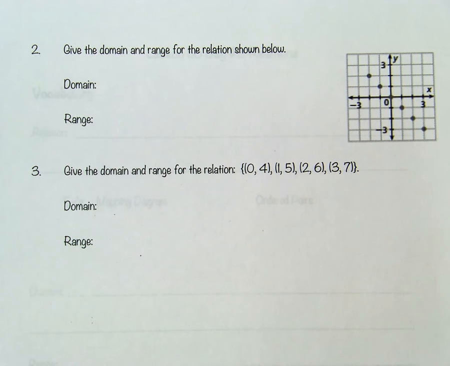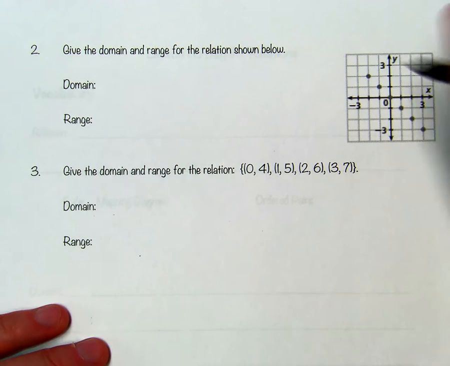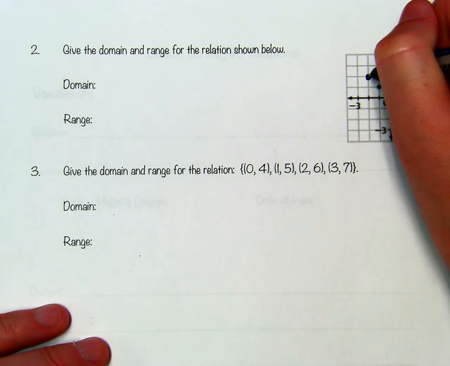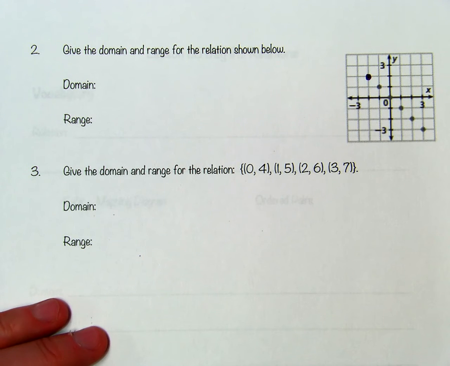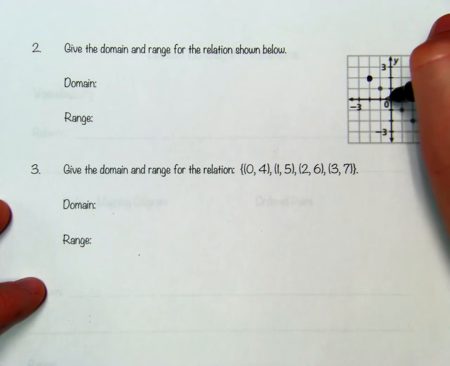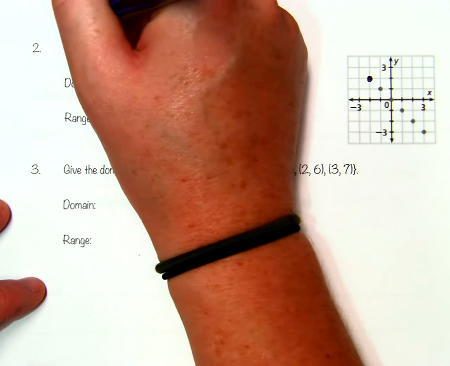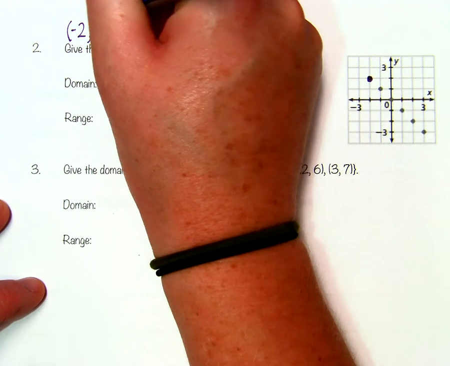So what I'm going to do first with this one is make a list of ordered pairs. For example, I'm first going to look at each of the points right here and start making a list of ordered pairs. This first point right here is left 2 and up 2. So that would be the point -2, 2. And I'm going to keep on going.